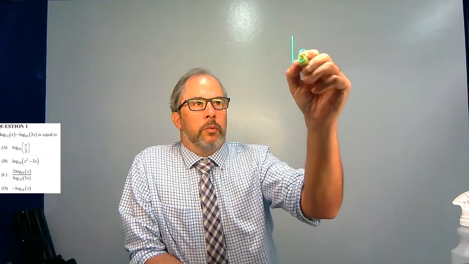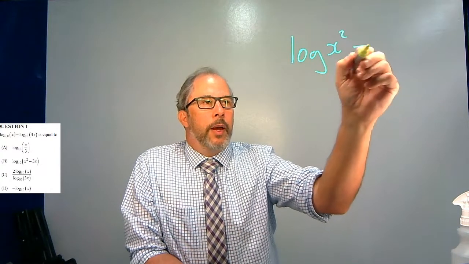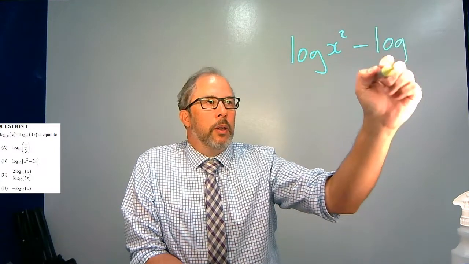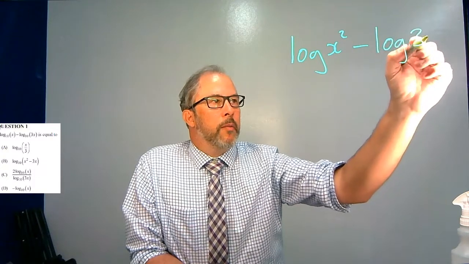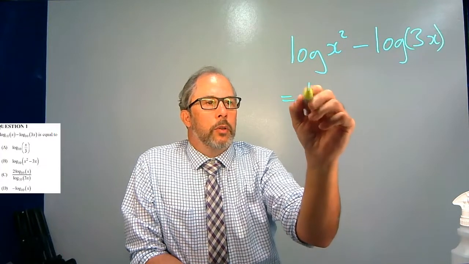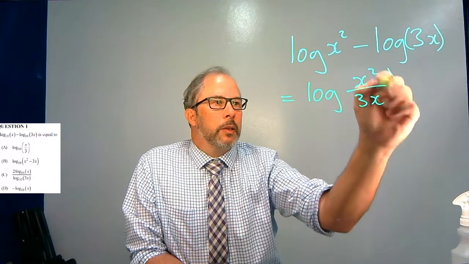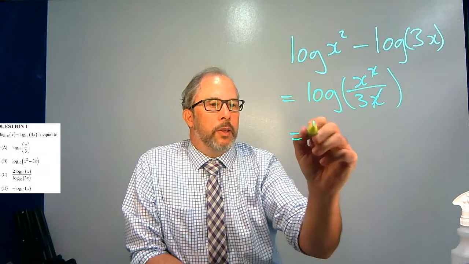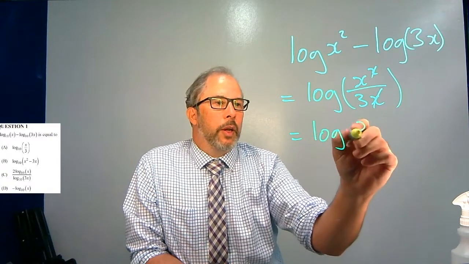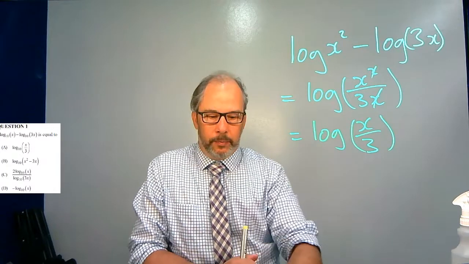So we're going to start off with looking at, well, this is log base 10. So I'm going to just write down here log, and I use my log law to bring the 2 up here. And then minus the log, again log base 10, I don't need to write the 10, the 3x equals log of x squared over 3x, and we can simplify that. That gives us log of x over 3, which is answer A.